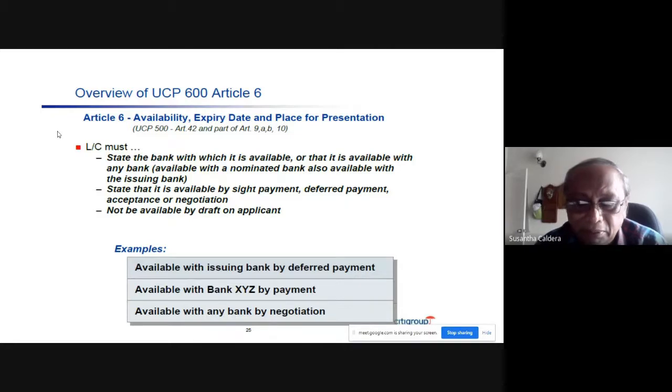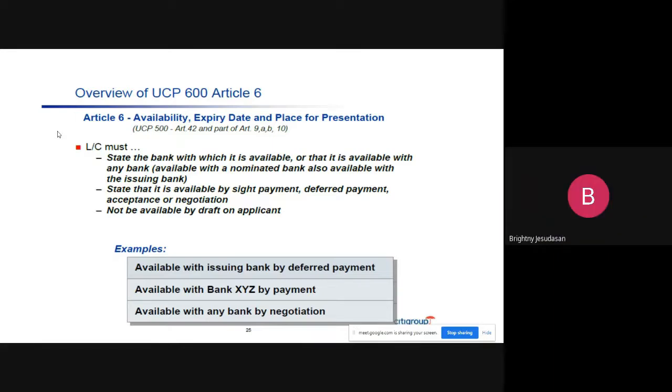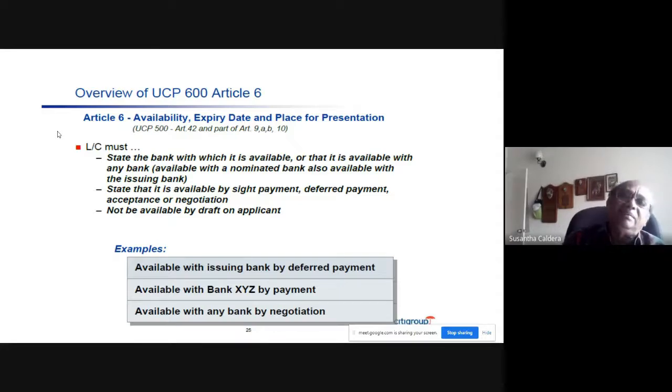We discussed the answer to this a while ago. It is not in the UCP, but practically we have discussed it just now. Why are we not drawing the draft on the applicant? Because the applicant is not a party to the DC. Yes, that's perfect. That's the answer. The applicant is not a party to the credit. So the LC must never be available by draft on the applicant.